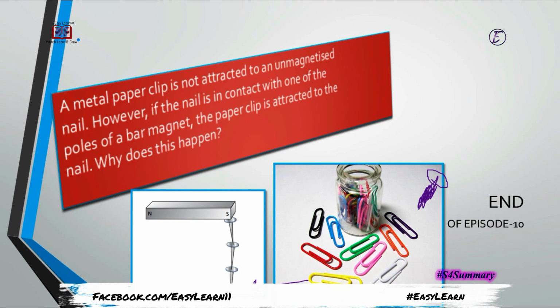Why? Suppose this is the nail attached first to the magnet, then why is the second nail attached to the first nail? Why? Same is the case: why is the paper clip attached to the first one?